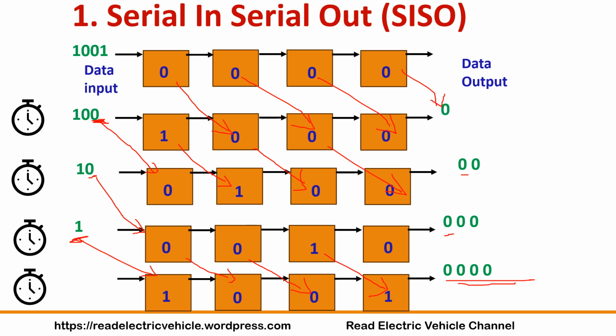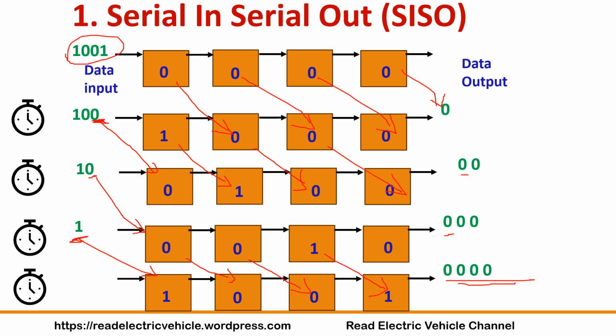Now you can see what is stored in the flip-flops or in the register: 1, 0, 0, 1. It is the same as the input data. We gave the input data as 1, 0, 0, 1, and the same thing is stored in the flip-flops. It is 4-bit information, so we need 4 clock cycles to transfer this 4-bit data into 4 flip-flops.